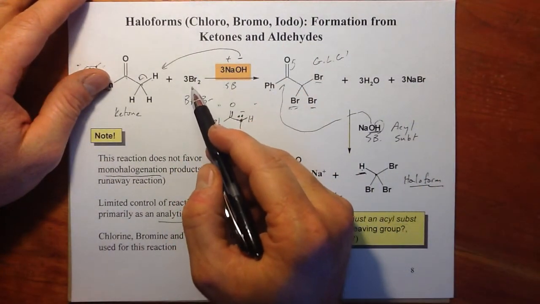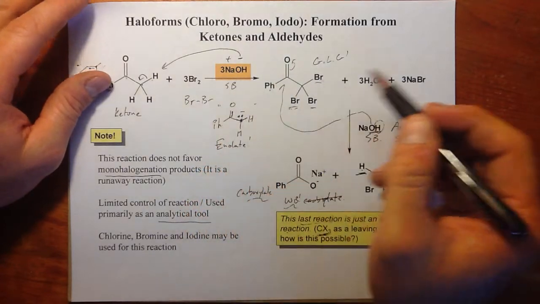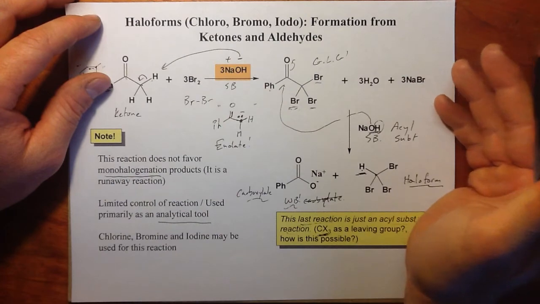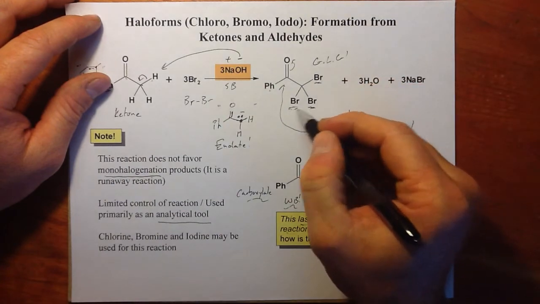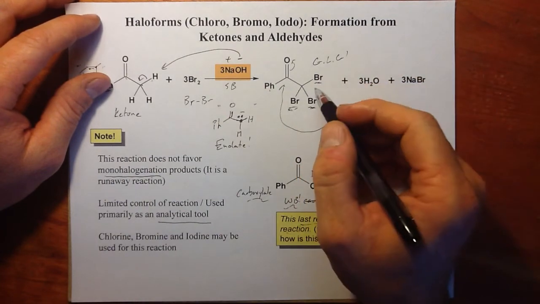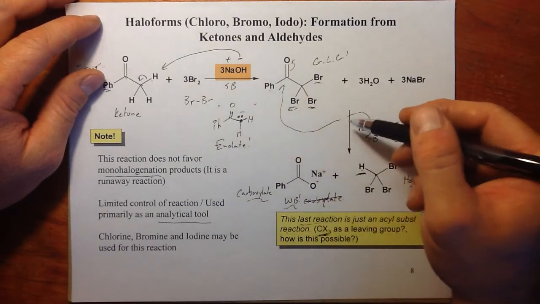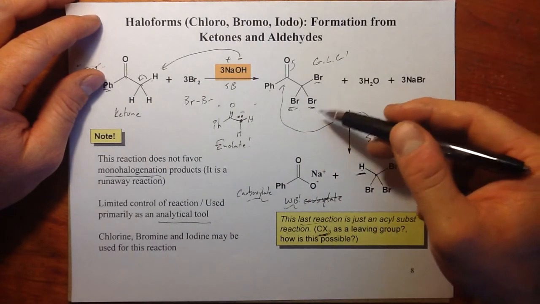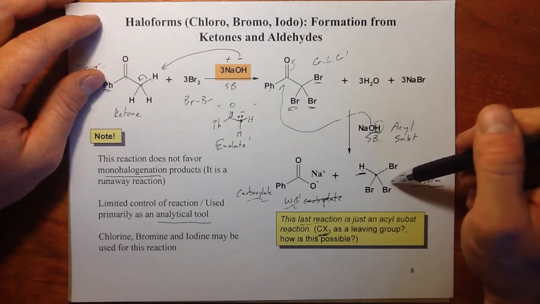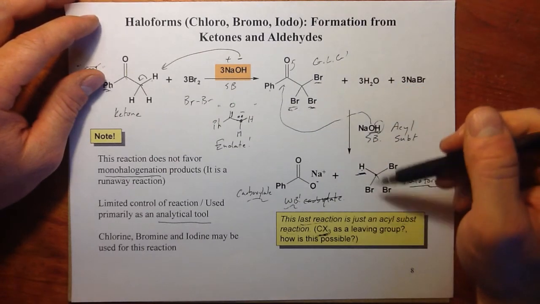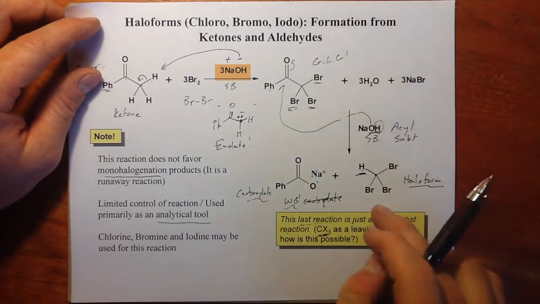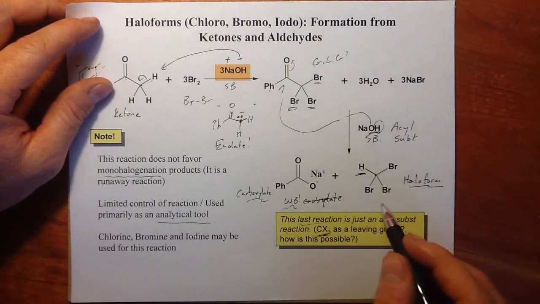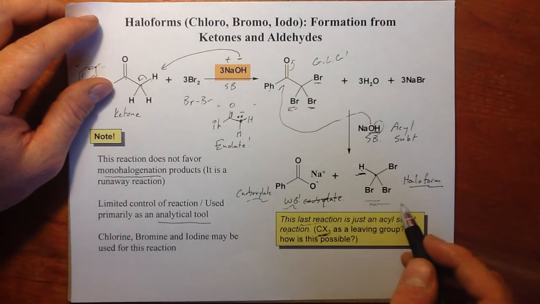We can use any one of those 3 here in the presence of excess base to drive all alpha protons off and replace them with halogens. And if, again, we have a methyl group, we can have an irreversible reaction to kick off the halonium ion that, when protonated, gives us that haloform that we see here. Chloroform, bromoform, iodoform. This would be called bromoform.